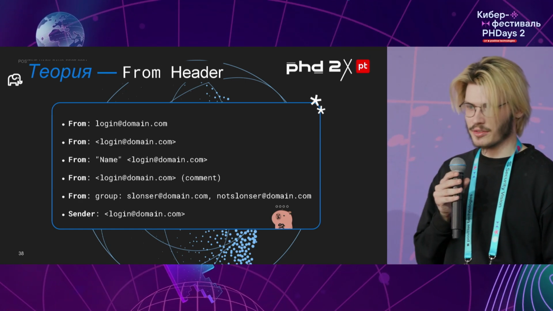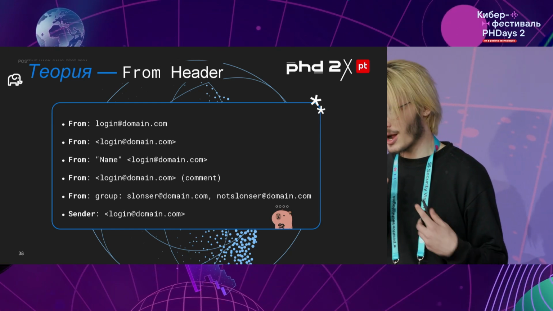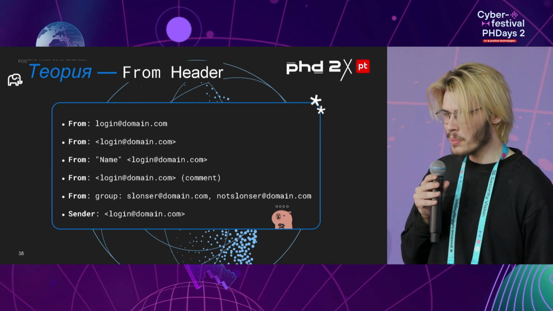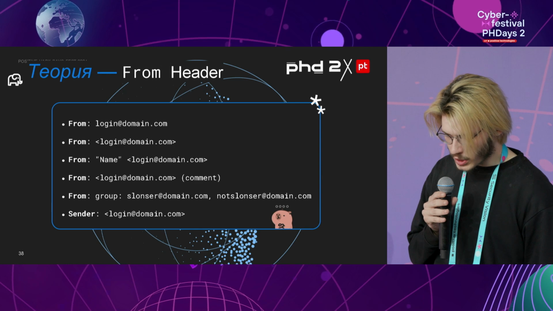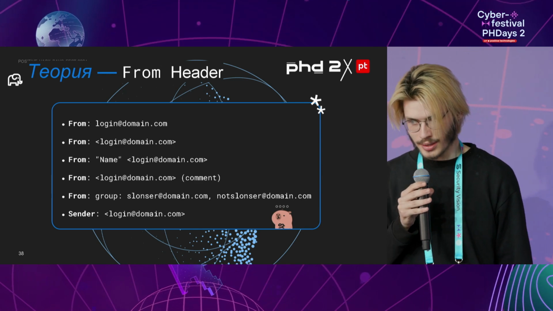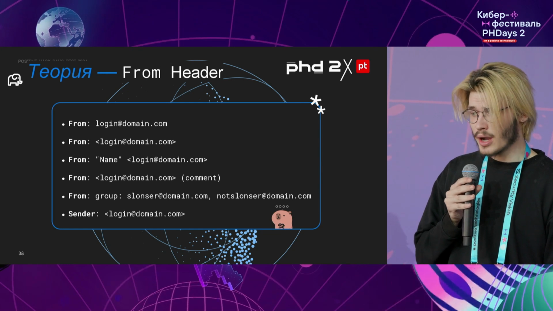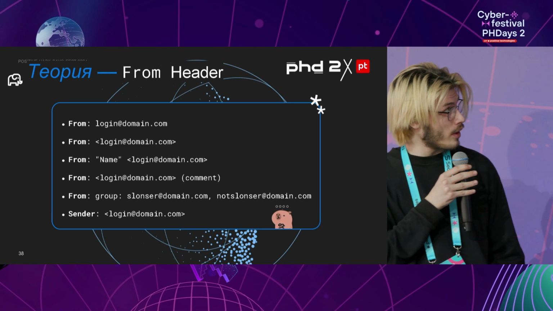It's important to note that all modern state-of-the-art mail servers validate this address, so that you couldn't just send from Vasya at .com looking like Petya at mail.com. So let's see how the header is constructed.